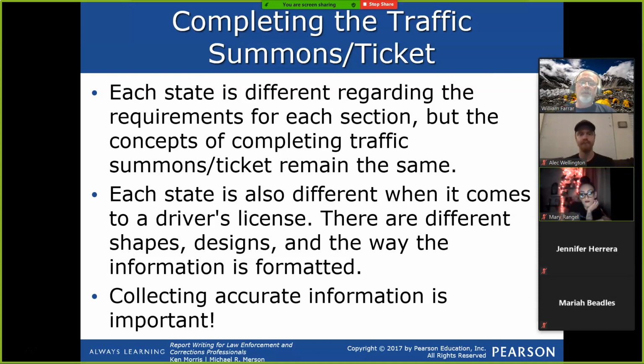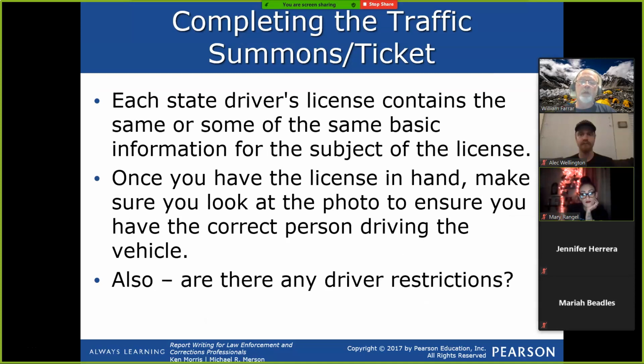but the concepts of completing a ticket are the same. Each state is also different when it comes to a driver's license. There's a lot of shapes, designs, and the way that the information is formatted. So make sure that you're collecting accurate information and that you're not holding on to some kind of bogus looking driver's license. And we'll take a look at some of them too. And you can kind of tell a little bit.